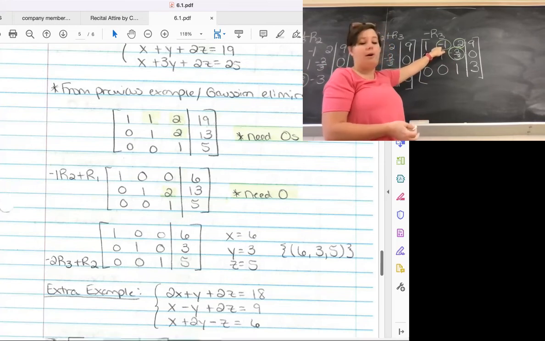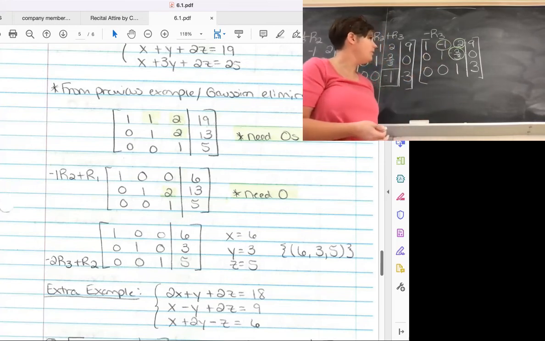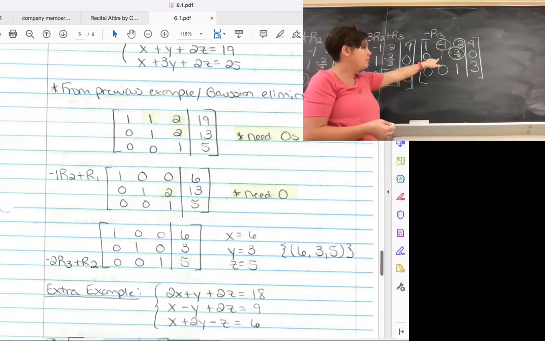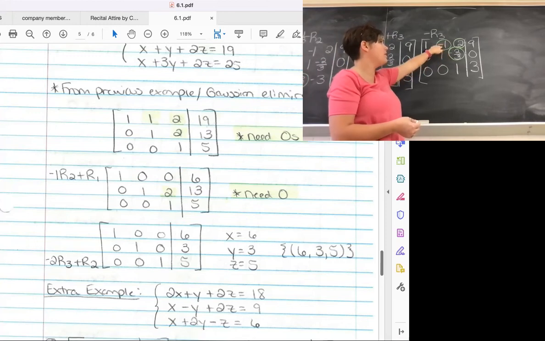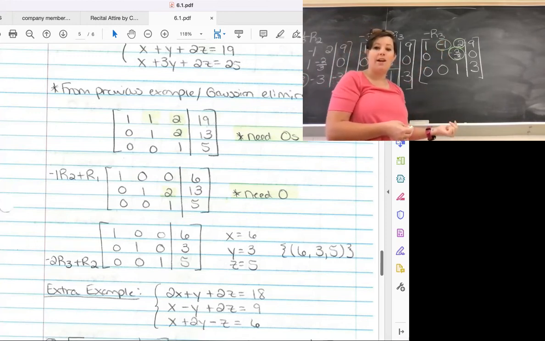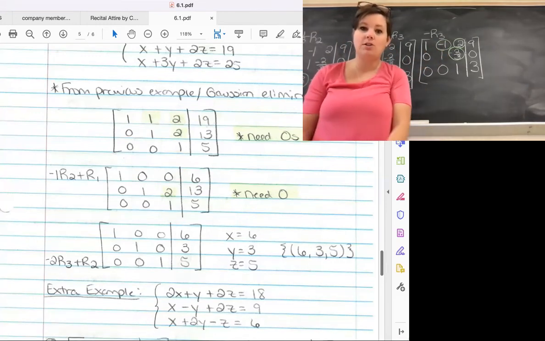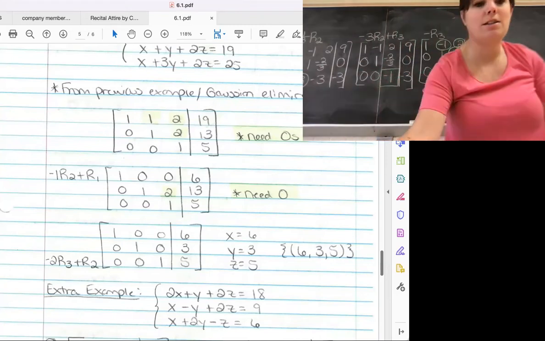So the first zero I'm going to focus on is this top -1. And luckily for us, if you look, row 2, if I add row 2 to row 1, that's going to immediately get rid of that -1 for me, which is what I want it to do. So I'm going to do that.